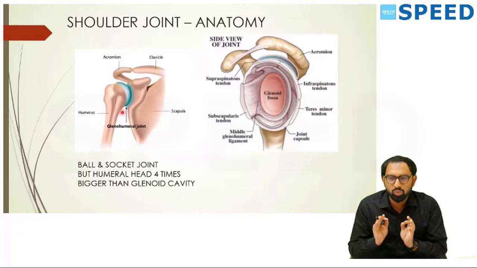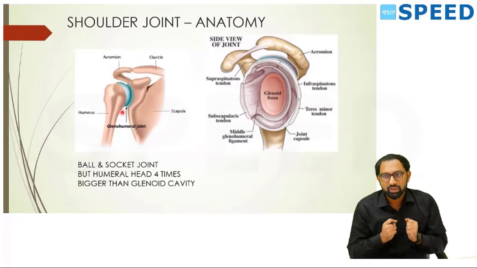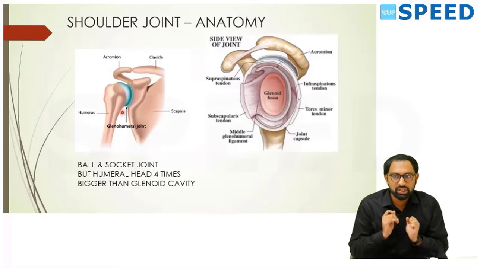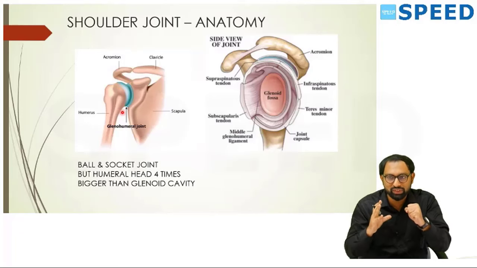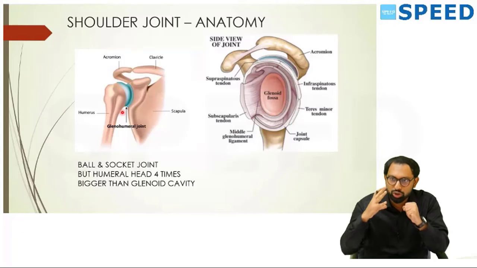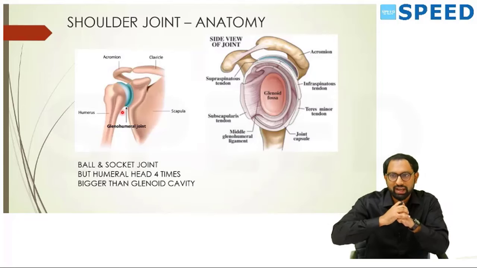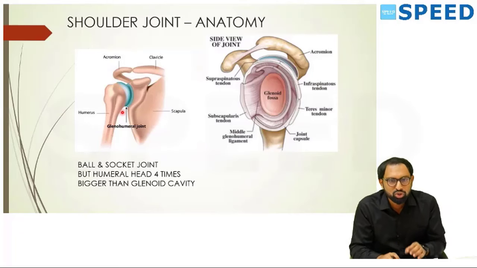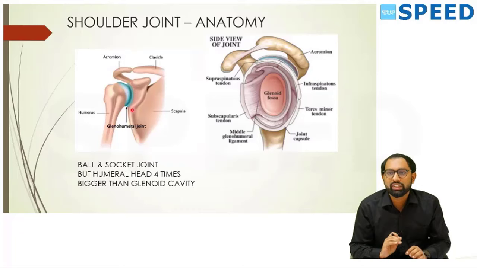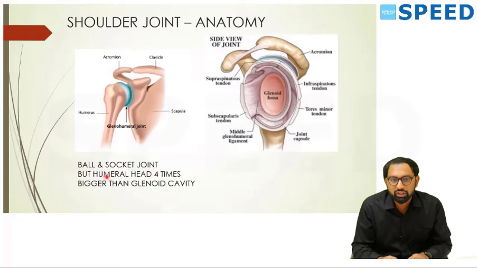But students, imagine what is the difference between your hip ball and socket joint and your shoulder ball and socket joint. Are they the same? They are not, because in the hip ball and socket joint, the femoral head is a large surface. Along with that, there is an acetabular socket which is also large. So there is a proper articulation between the acetabular socket and the femoral head. Compare that with this shoulder joint. Your shoulder joint has a very small glenoid cavity, as you can see here, and a very large humeral head. So it is a ball and socket joint, but the humeral head is 4 times bigger than the glenoid cavity.